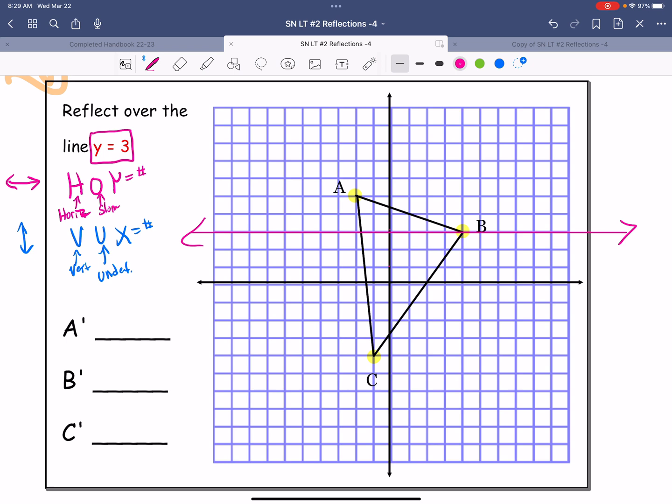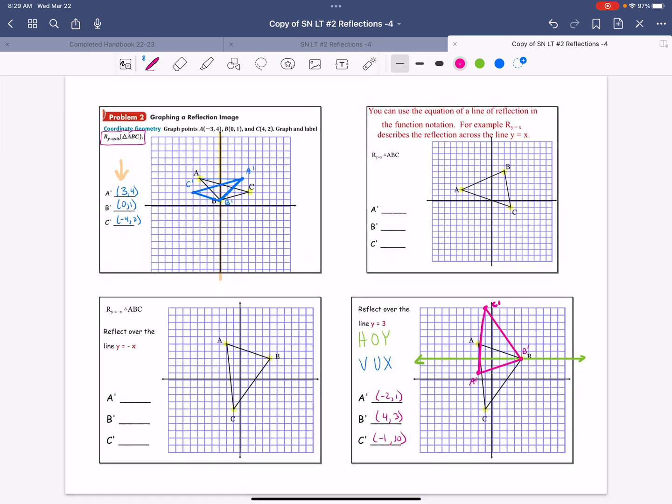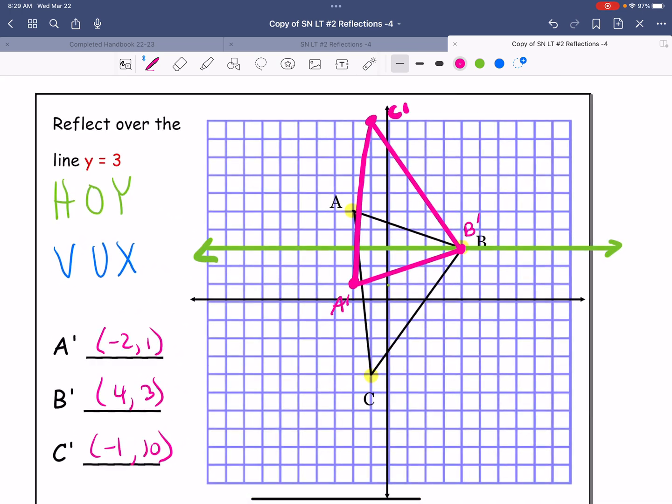Okay, hopefully you have tried that. We are now looking at your answers. See how you did. Also note the coordinates. You should be able to write these as well as graph it.